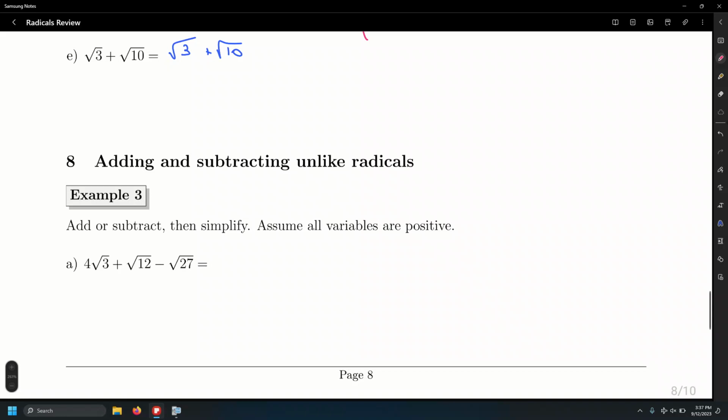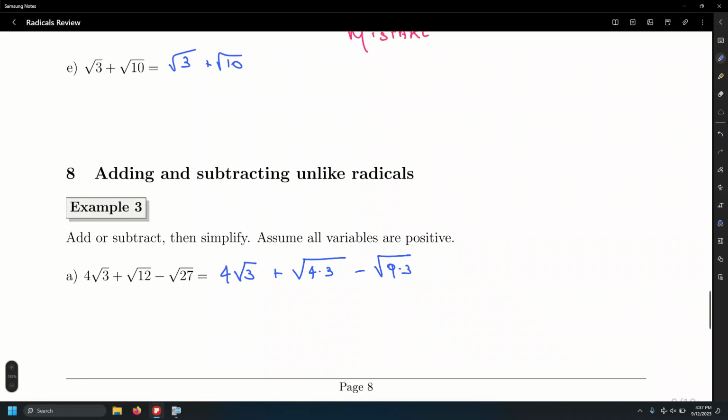All right. Is there a way to break up the number 12 so one of the factors is a perfect square? So 4 root of 3, plus square root of 4 times 3. All right? And then what about the negative? What about the number 27? Yep. Let me write the perfect square first.